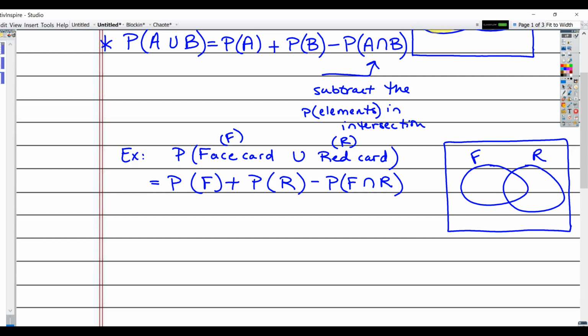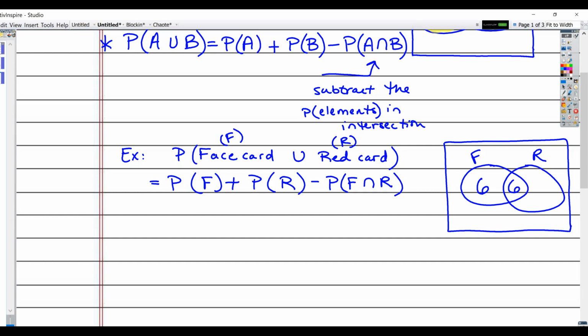So I need to know how many face cards I have. 12. That's exactly right. So it'd be your jacks, your kings, and your queens for each of the 4 suits. So 3 times 4, you do 12. Do I put a 12 right here in this spot? No, why do I not? Because some of them are also red. How many are also red? 6. So these are my 6 red face cards. These are my 6 black face cards. But do you see that for the event face cards, there are 12 elements. There are 12 cards that meet that criteria.